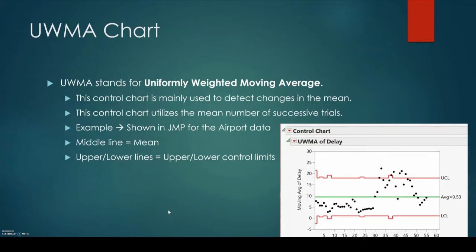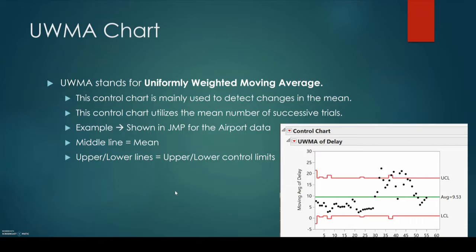Okay, and now we're going to talk about the UWMA chart. UWMA stands for Uniformly Weighted Moving Average. This control chart is mainly used to detect changes in the mean. It also utilizes the mean of successive trials. So it doesn't take every trial at one time. It takes all of them and computes the chart.